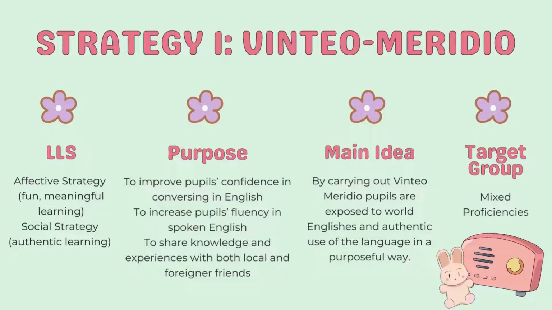Next, let us look into a few elements that make up Vinceo Meridio. Two language learning strategies that act as the backbone of this activity are the affective strategy and the social strategy. This activity is not only fun and meaningful, but it also promotes authentic learning among the pupils. The purposes of this strategy include improving pupils' confidence in conversing in English, increasing pupils' fluency in spoken English, and also sharing knowledge and experiences with both local and foreign friends. Meanwhile, the main idea behind this strategy is that by carrying out Vinceo Meridio, pupils are exposed to world Englishes and authentic use of the language in a purposeful way. This strategy targets mixed proficiency pupils.